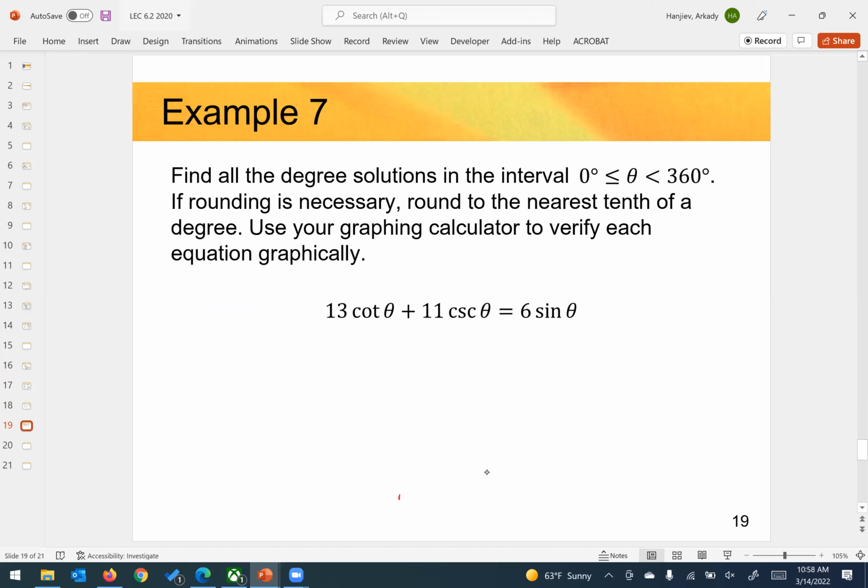Two minutes to go. Let's jam. Find all the degree solutions from 0 to 360. Round if necessary, and use your graphing calculator. That's some crazy stuff over here. That one is a pretty tough one. Notice you have cotangent. Notice you have cosecant.